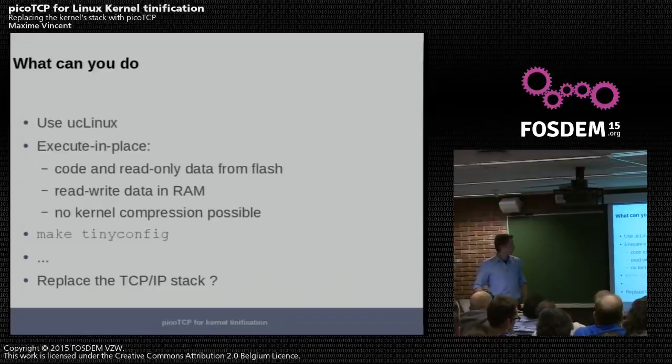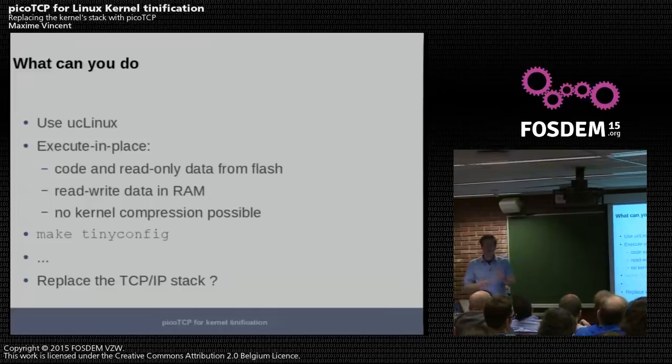You can do things like execute in place. So usually your kernel gets loaded and decompressed in your memory and RAM. You don't want to do that here because you can read the read-only data and the code straight from flash to spare some RAM. That's one of the things you can do. Read-write will, of course, still be in RAM. But the trade-off here is that you cannot use kernel compression anymore because you have to execute code in place.